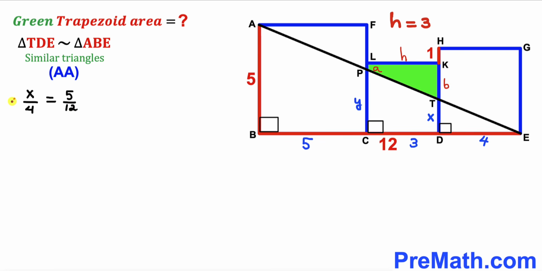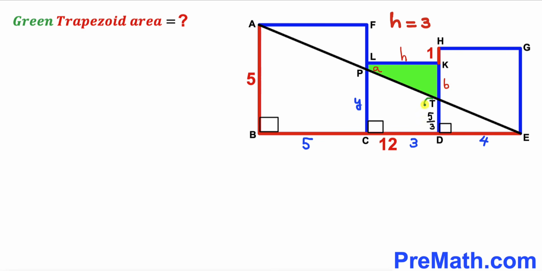And now I'm going to multiply both sides by 4 to isolate x. And here we can see 4 and 4 are gone. So therefore our x value simply turns out to be, if we simplify this, 5 divided by 3. So thus our x value turns out to be 5 divided by 3. So thus this tiny segment TD length turns out to be 5 divided by 3.